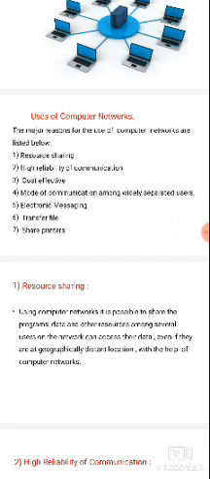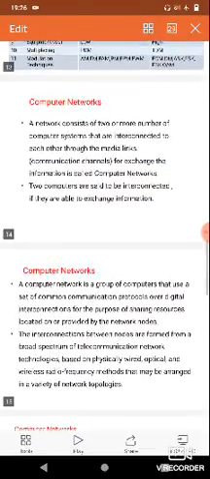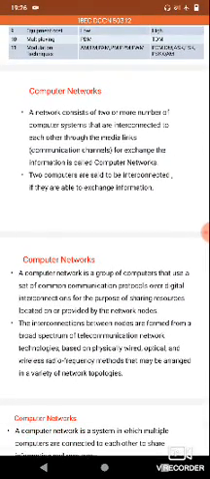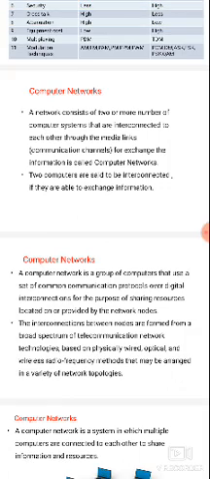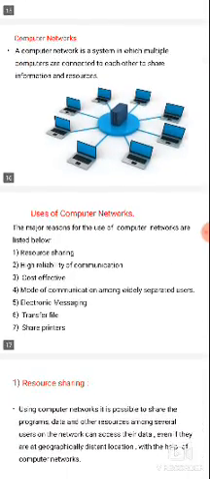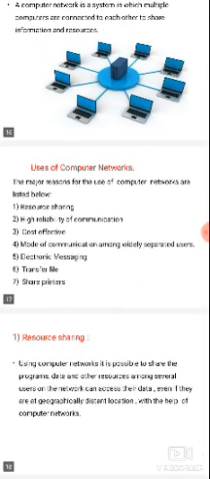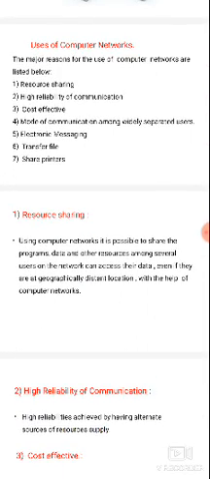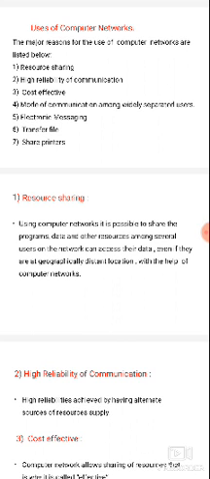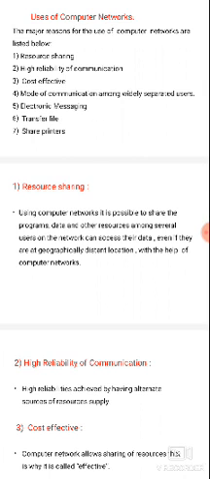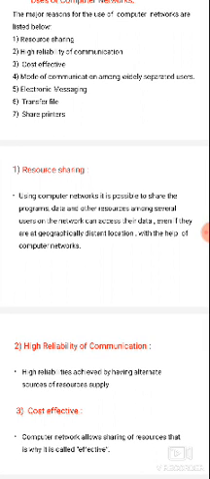A computer network is nothing but exchanging of data between two or more interconnected computers, by using a communication channel or a media link. The main basic 7 reasons for using a computer network, the first one is resource sharing. Resource sharing means that using a computer network, it is possible to share programs, data, and other resources among several users. Users on the network can access their data even if they are at geographically distant locations with the help of computer networks.